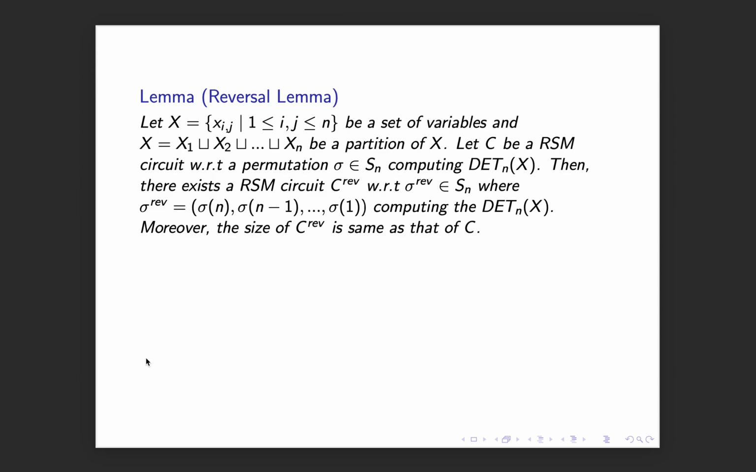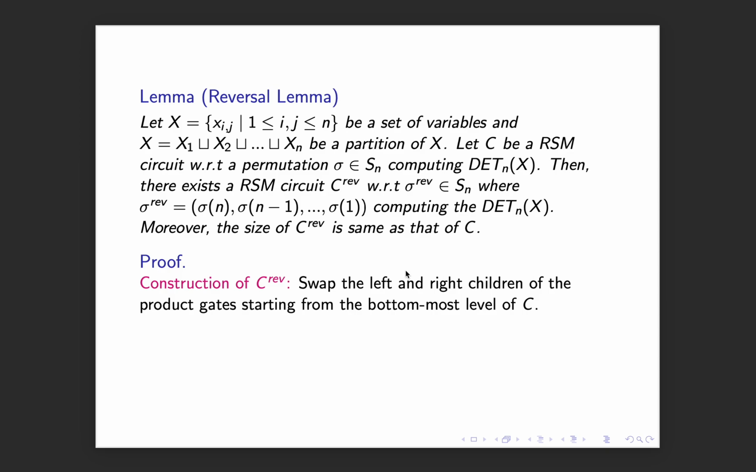Let's look at the reversal lemma. Now X is again a set of n squared variables, and X is partitioned into the sets X1, X2, and so on up to Xn. Now let C be an RSM circuit with respect to a permutation sigma in Sn, computing the degree n determinant. Then there exists an RSM circuit C rev with respect to sigma rev, where sigma rev is simply sigma written in reverse, computing the degree n determinant. Moreover, the size of C rev is the same as that of C.